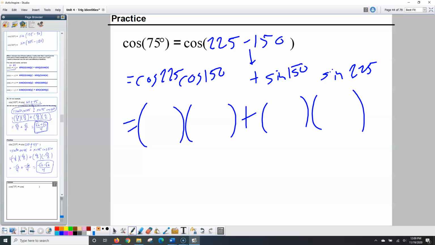All right, cosine 225, that's over there down past 180. That's one of those 45-degree ones. So that's going to be negative square root of 2 over 2. And that means that this one's going to be negative square root of 2 over 2.